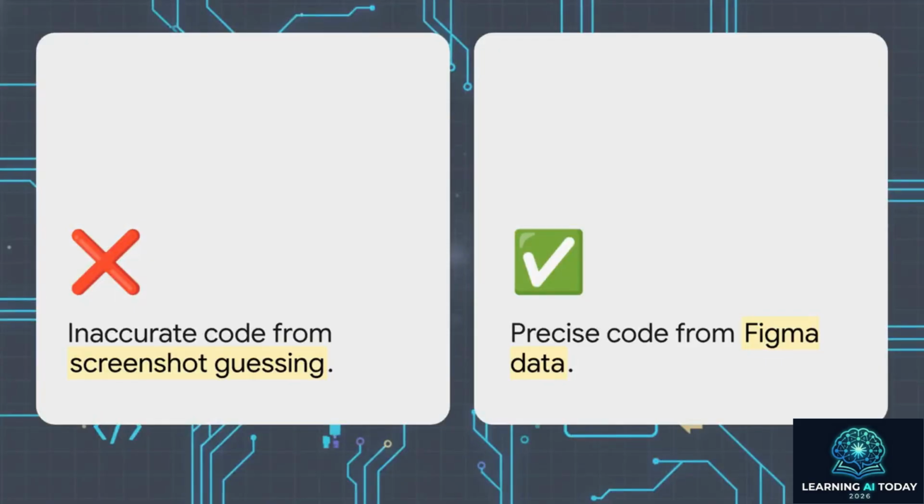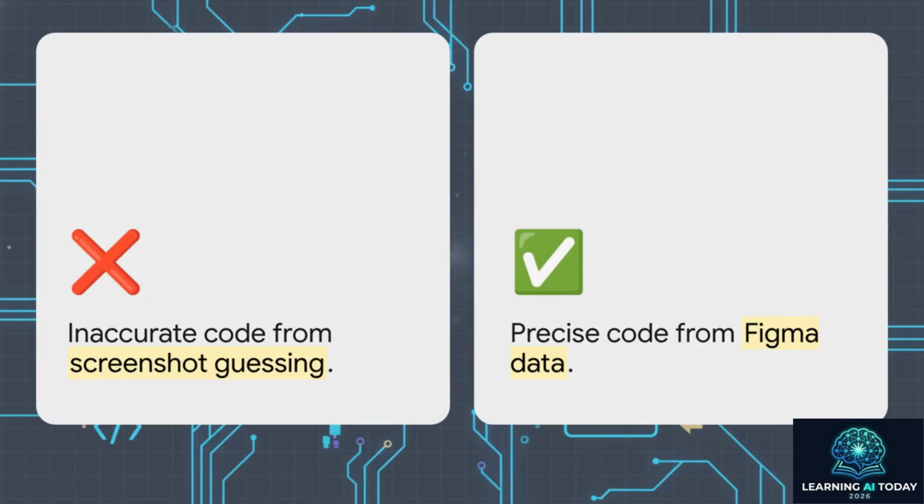And here's exactly why that screenshot method fails. Your AI is literally just eyeballing a flat picture. It's guessing margins, approximating hex codes, making up typography rules, and you end up with sloppy code you have to fix anyway. The Figma MCP server completely flips the script.